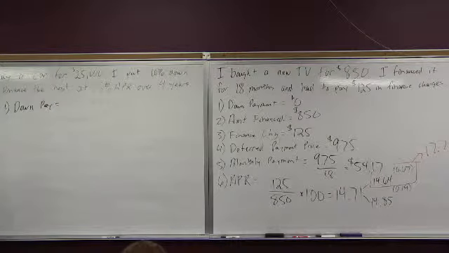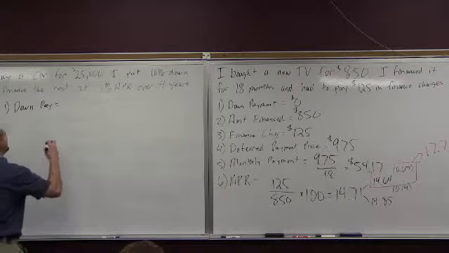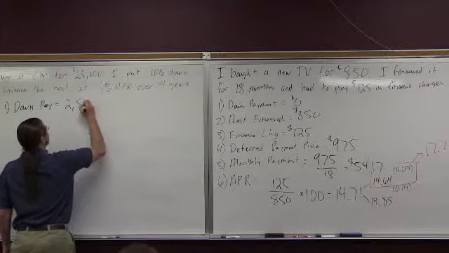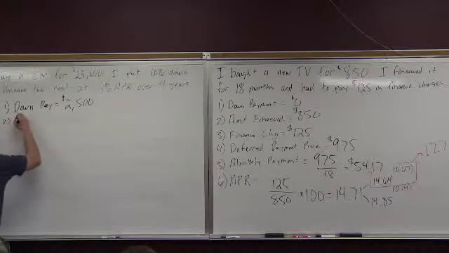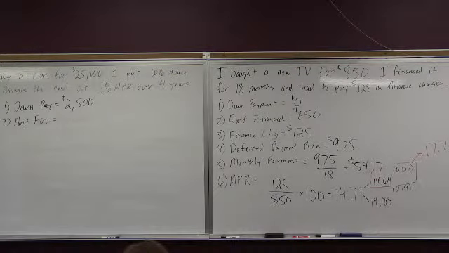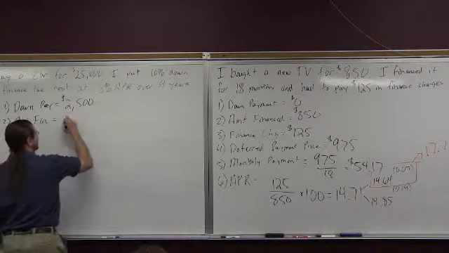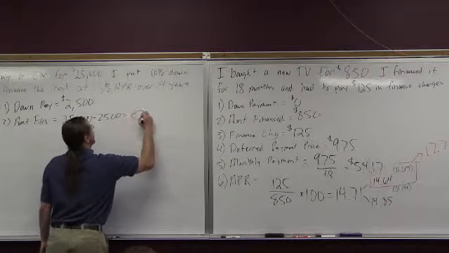What was my down payment for this problem? $2,500. How'd you get that? 10% of 25,000. 10% of 25,000 is 2,500. Good. All right. How much did I finance? The rest of that. The rest of it. 22,500.